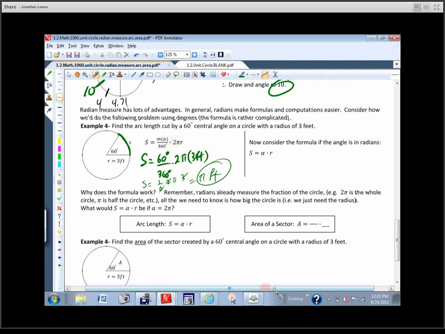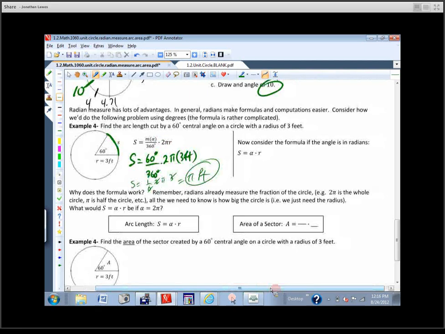That's the formula. In fact, I guarantee every one of you saw that in your geometry class. Probably don't remember it, but you probably saw it. Here's the formula in radians. Looks a lot shorter. All we need to do is make sure that that is in radian measure, and we're in good shape. So, can you remember what 60 degrees is in radians?